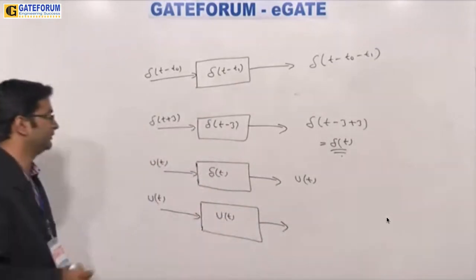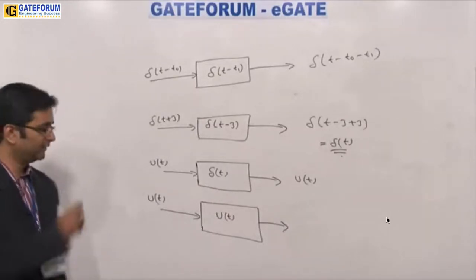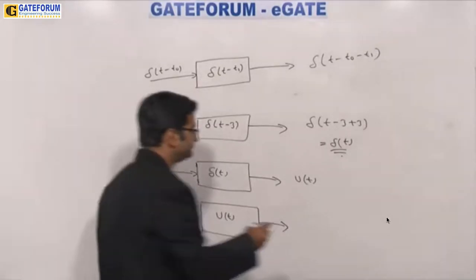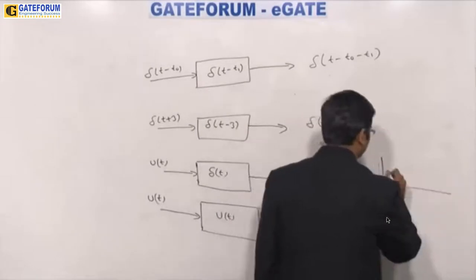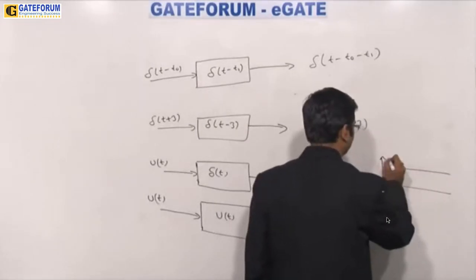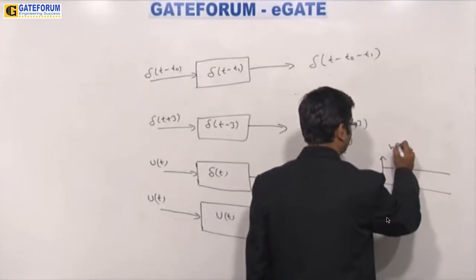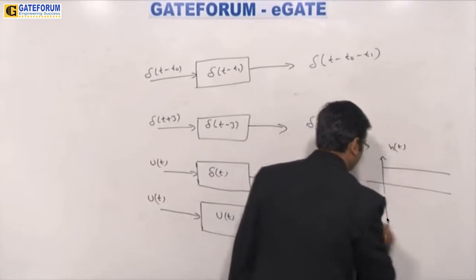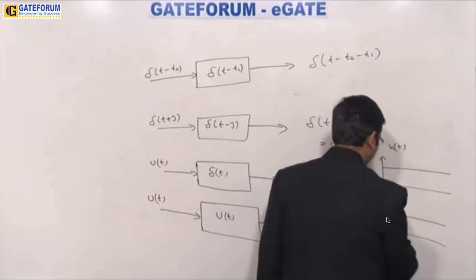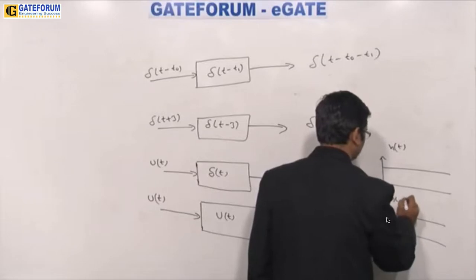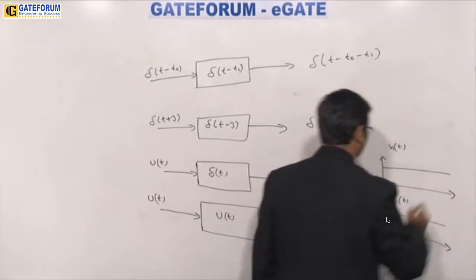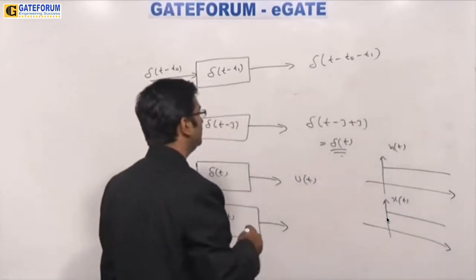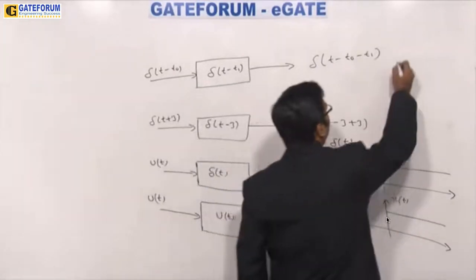What happens to the system response? Yt. Now yt in this case is very easy. Your ht is u of t like this. Input is also u of t like this. Okay. Now what you can do is just do the convolution of this.